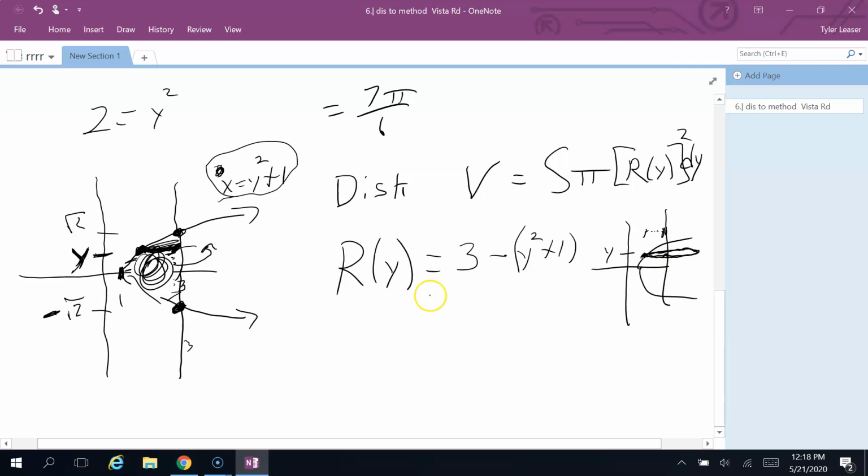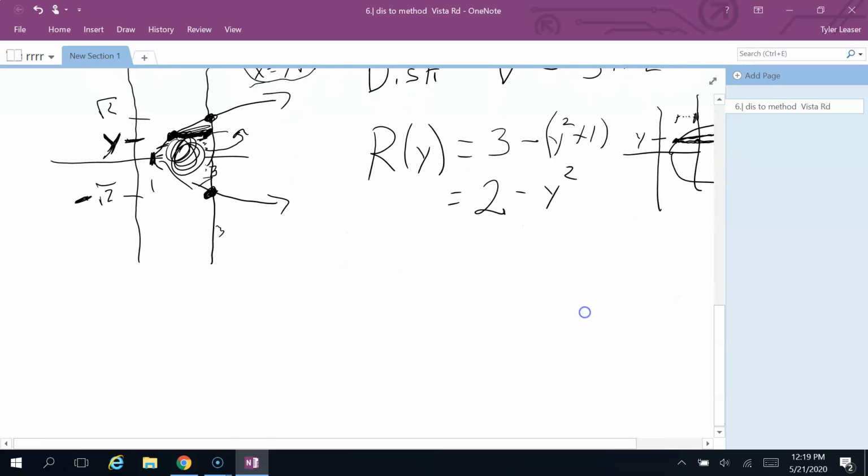Okay, now, just to simplify it, we do have to distribute that negative sign into the parentheses here. So 3 minus (y squared plus 1) is 3 minus y squared minus 1. The 3 minus 1 is 2, and then we have the negative y squared. Then we plug that into our volume formula.